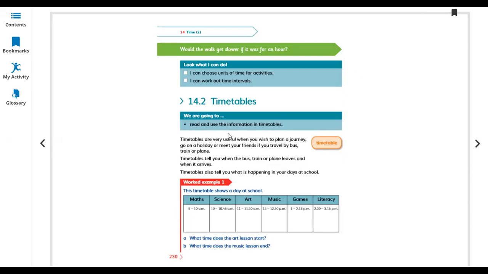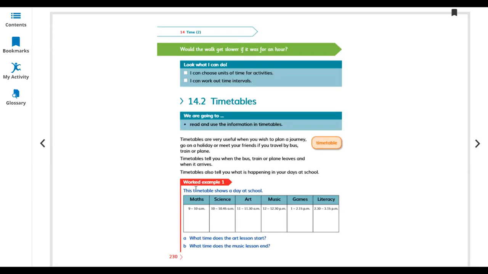Timetables are very useful when you wish to plan a journey, go on a holiday, or meet your friends. If you travel by bus, by train, or by plane, timetables tell you when the bus, plane, or train leaves and when it arrives.